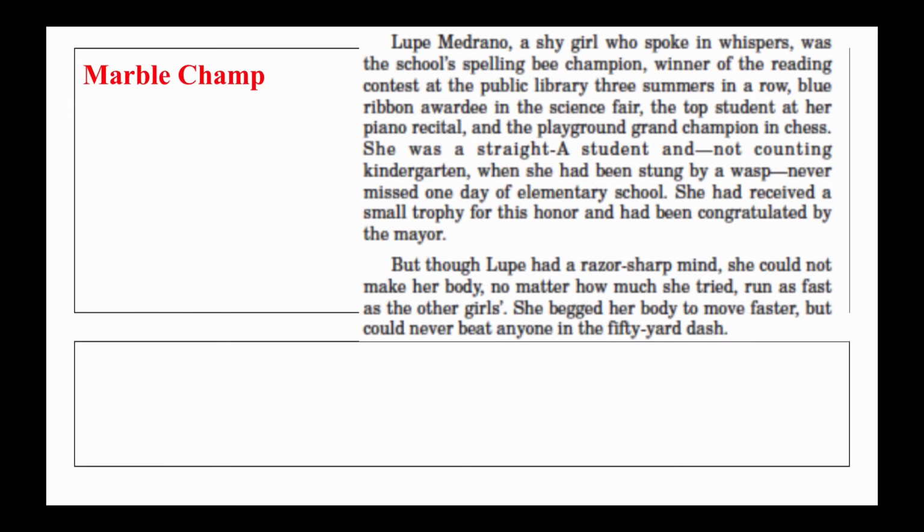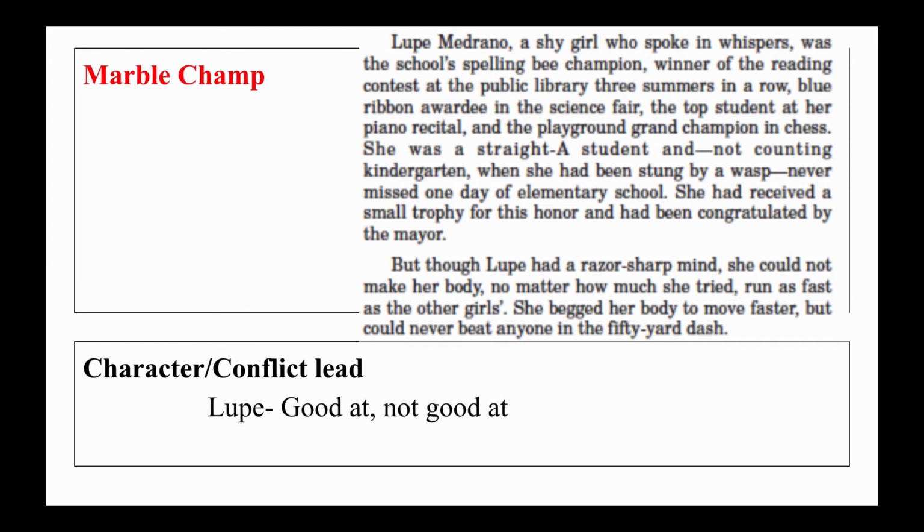In Marble Champ, we have Lupe Medrano, a shy girl who spoke in whispers, was the school's spelling bee champion, winner of the reading contest at the public library for 3 summers in a row, Blue Ribbon awardee at the science fair, the top student at her piano recital, and the playground grand champion. We get all of this information about her. And then we find out that she could not do sports. So we have a character conflict lead again. We know what Lupe is good at and what she's not good at. It gives us a hint at the conflict.